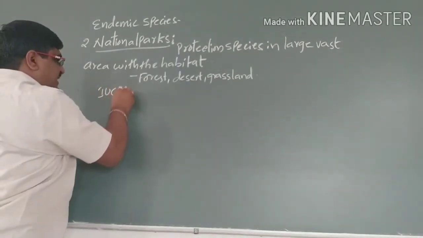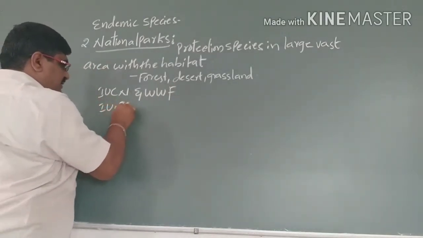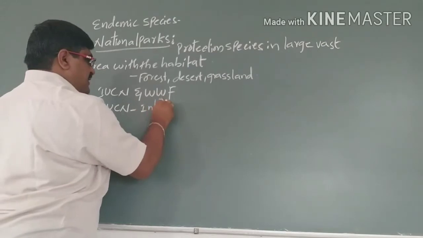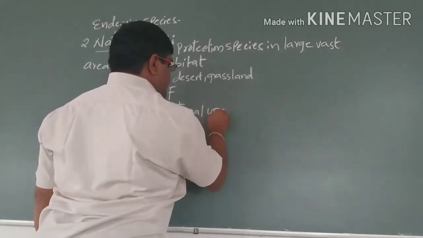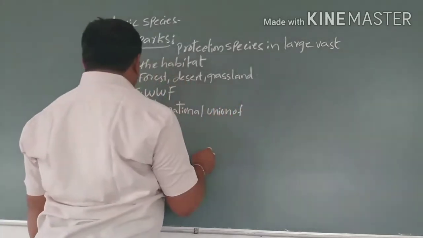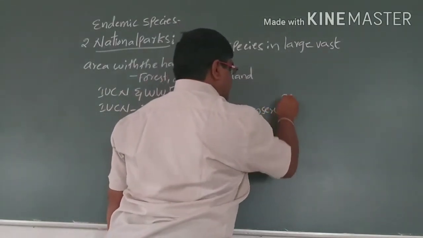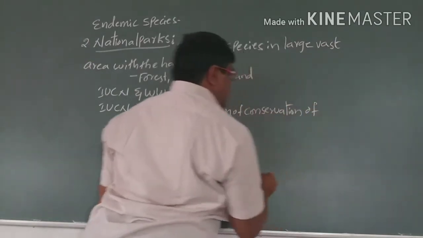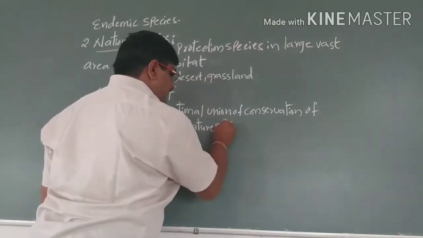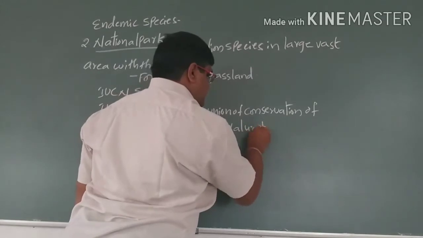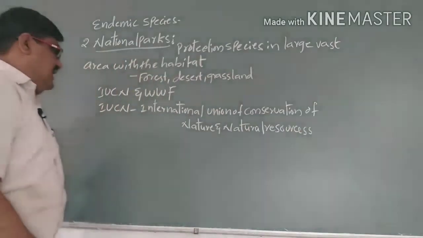The national parks concept was provided by the IUCN and also WWF. IUCN means International Union of Conservation of Nature and Natural Resources. We call it IUCN.